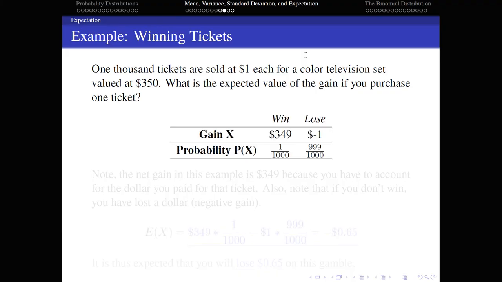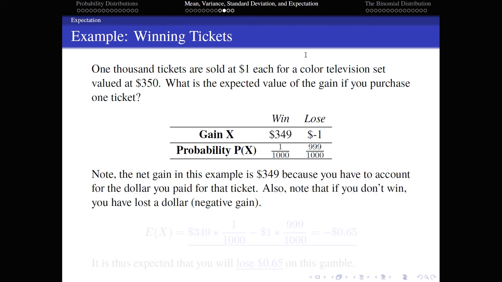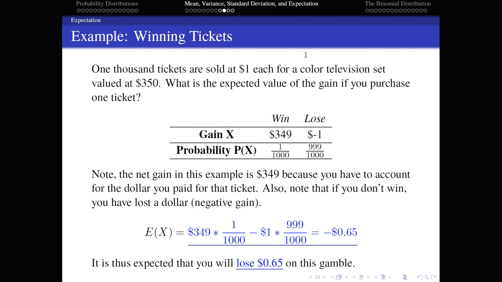Going back to our slides, we see the tables match up to what we did by hand. And calculating this out, it looks like we lose about 65 cents per play. Please remember, just like before, on any single play, you aren't going to lose 65 cents.